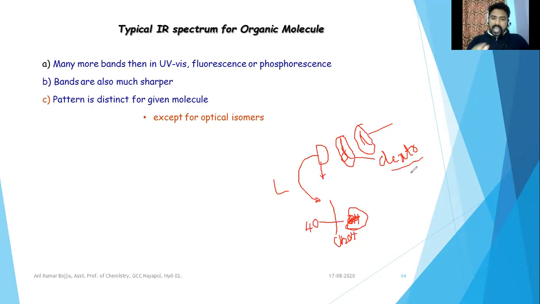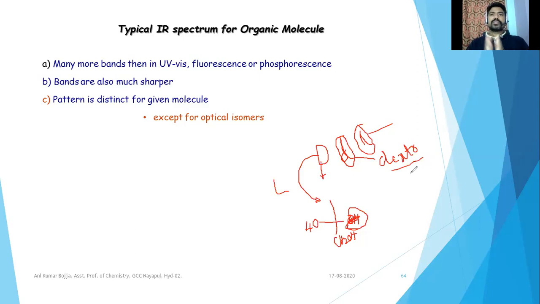So optical isomers contain dextrorotation and levorotation. For example, L-glucose and D-glucose. If we take L-glucose, it is a molecule that rotates the plane polarized light towards the left side. It will have the optical rotation or optical activity value on the negative scale, whereas dextrorotatory D-glucose will have the optical activity value with a positive sign. So these are optical isomers.